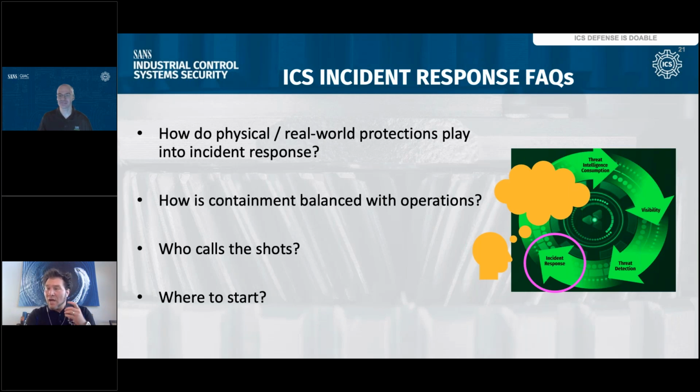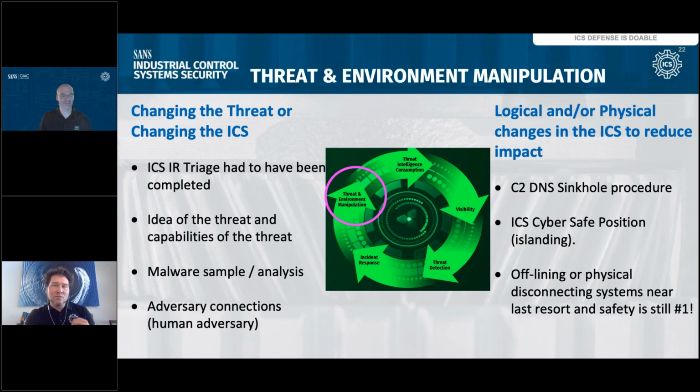Now, in the interest of time and with more questions rolling in, here are some of the things we can do. You can change the threat or change your environment logically or physically to reduce the ability for an adversary to have an impact. So if you triage the event, you grab malware out of the environment, for example, and you do analysis of that malware, you can determine things like if it's using a C2. Well, then you can possibly take that C2, DNS sinkhole it, and reduce the risk of any kind of remote access or any kind of exfiltration of information. So a lot of things you can do from a logical perspective.